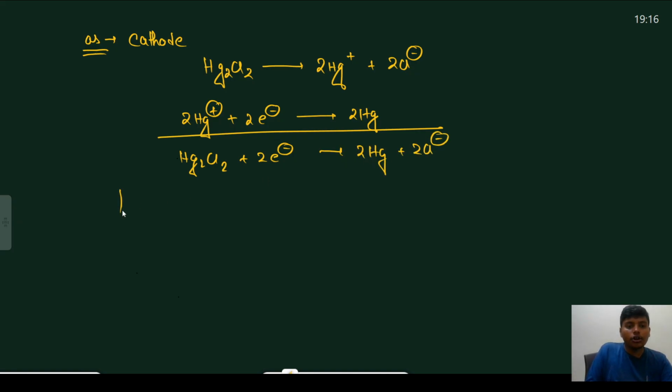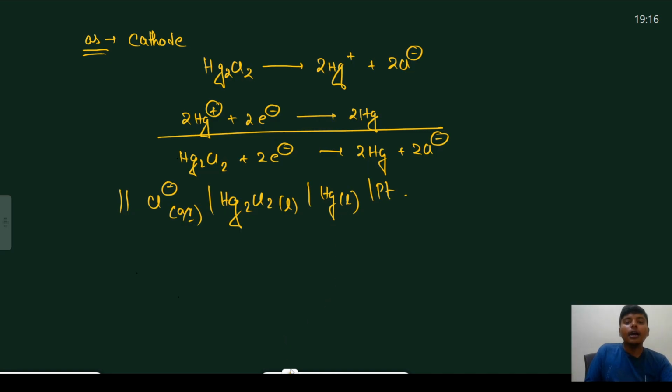So how do we write that? The salt bridge is there, then Cl minus aqueous, Hg2Cl2 liquid, then Hg liquid, and then platinum. Clear this thing? Yes or no? Understood what the calomel electrode is? They will ask like that: what is the calomel electrode, what is the anode reaction or anode representation, cathode representation?